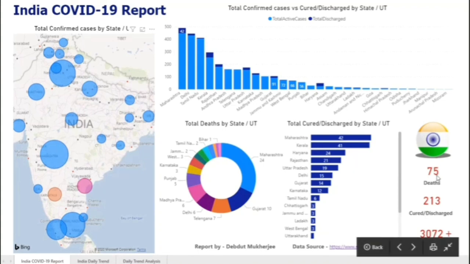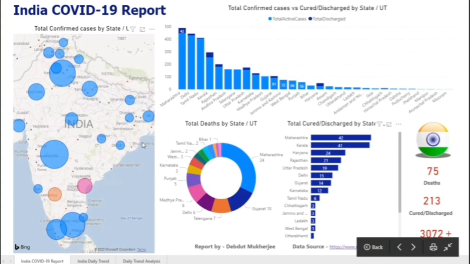As of 4th April, we can see that there are 75 deaths, 213 people have been cured or discharged, and there are 1,072 cases to be exact who have been affected by the virus. Now, we will analyze more about how the trend is in India, and then we'll deep dive into some of the states and see how the condition is. This is the deaths that we have in India, then state-wise, then we have this one. This is a high-level overview.